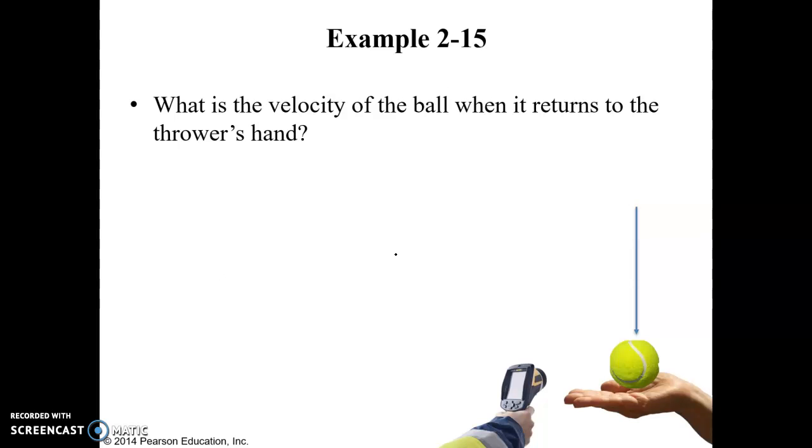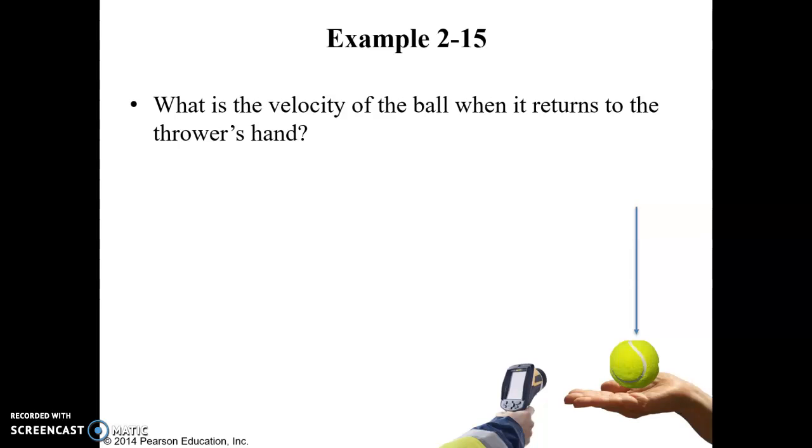What is the velocity of the ball when it returns to the thrower's hand? So we could prove this mathematically, but we could kind of intuit it as well. We could probably take a guess as to what this answer is going to be and get it right.